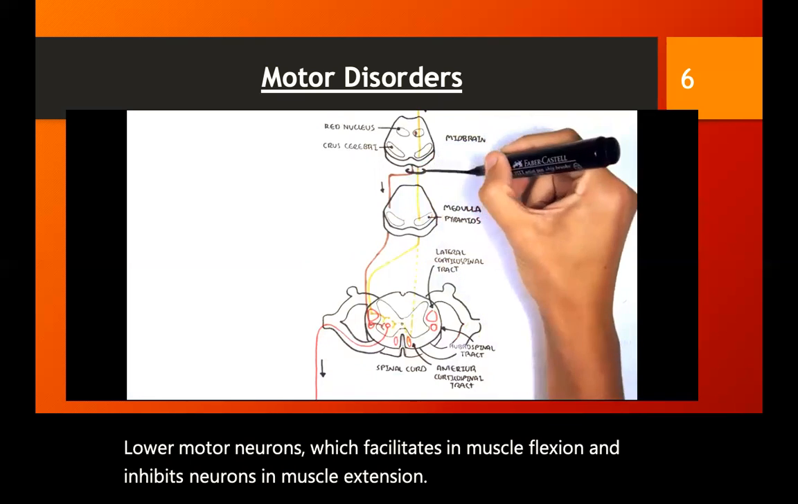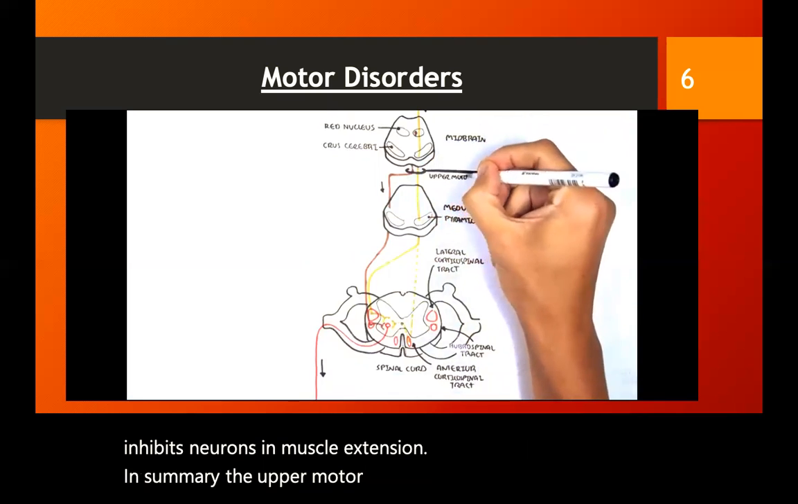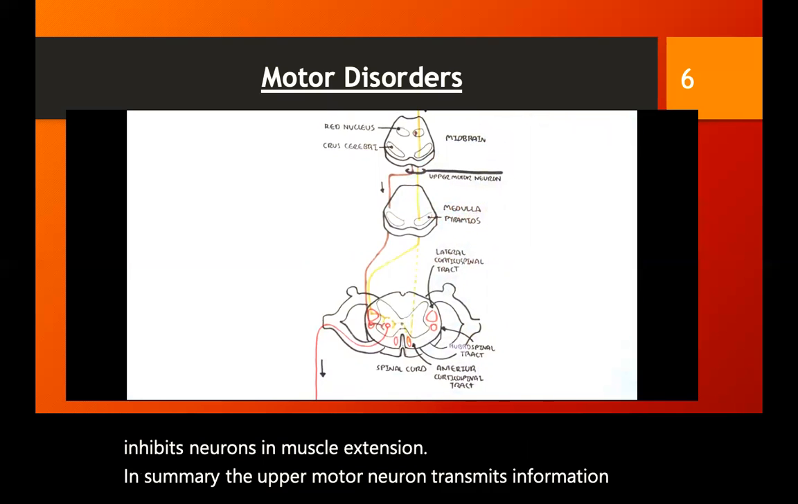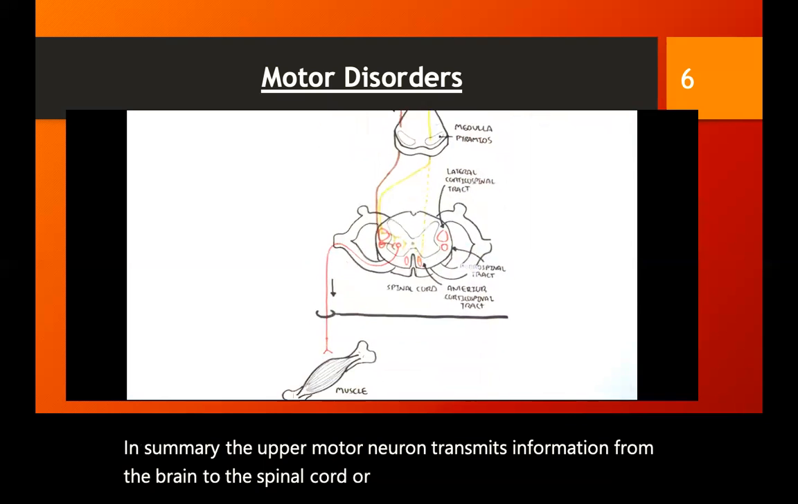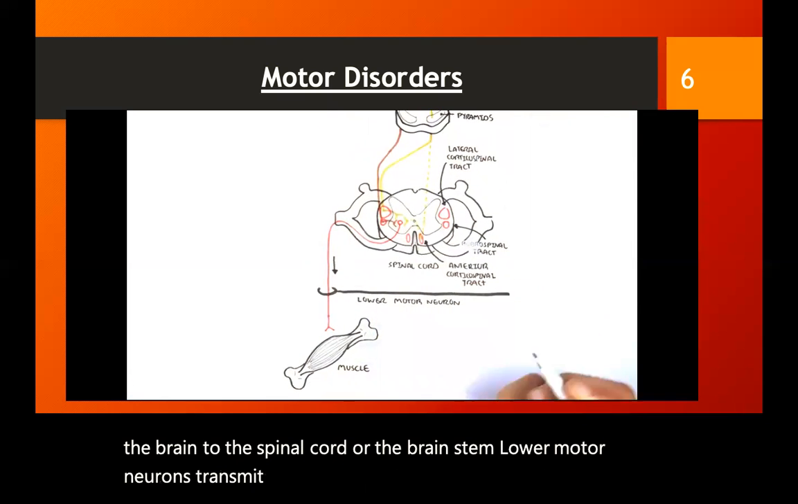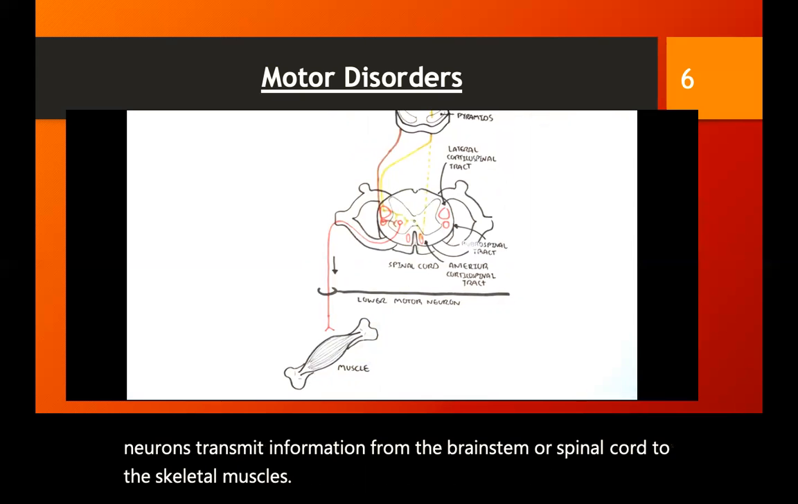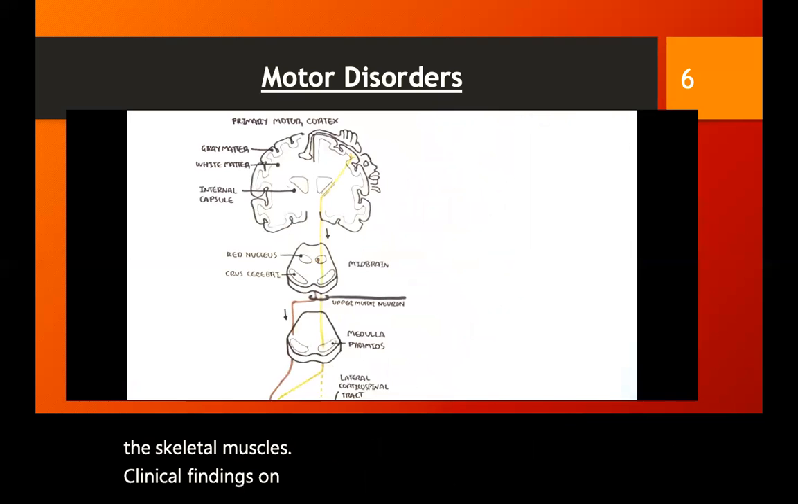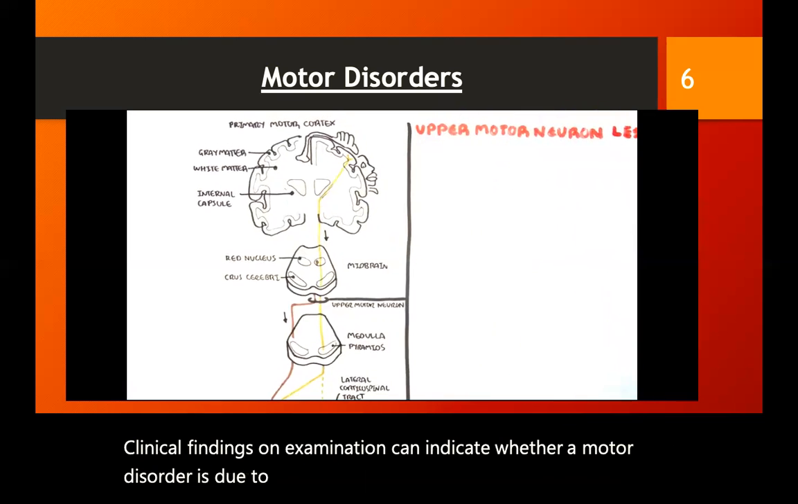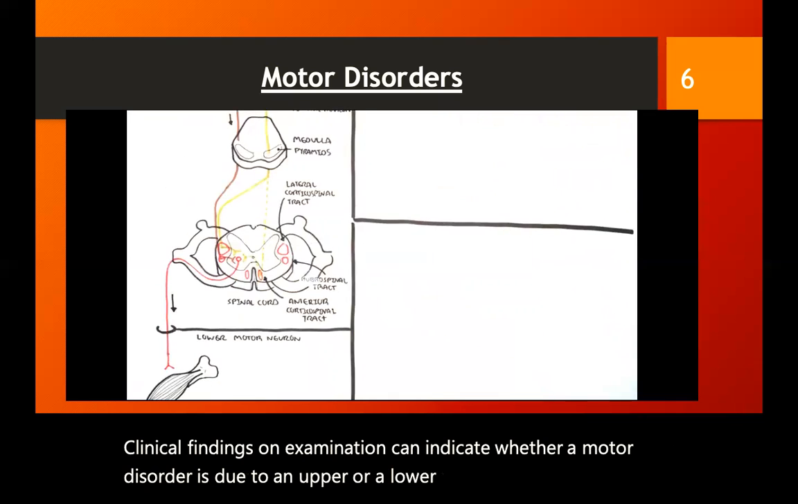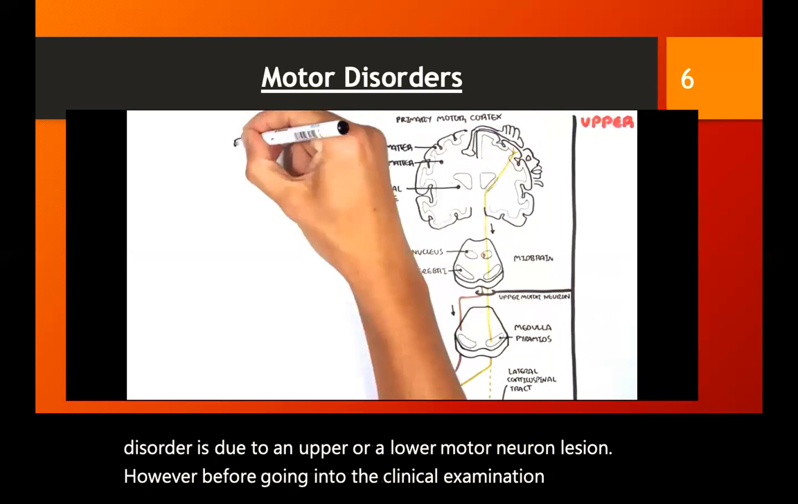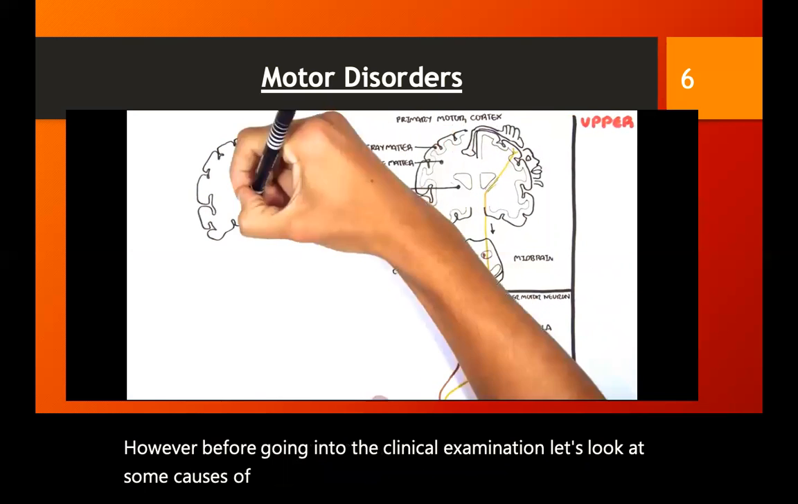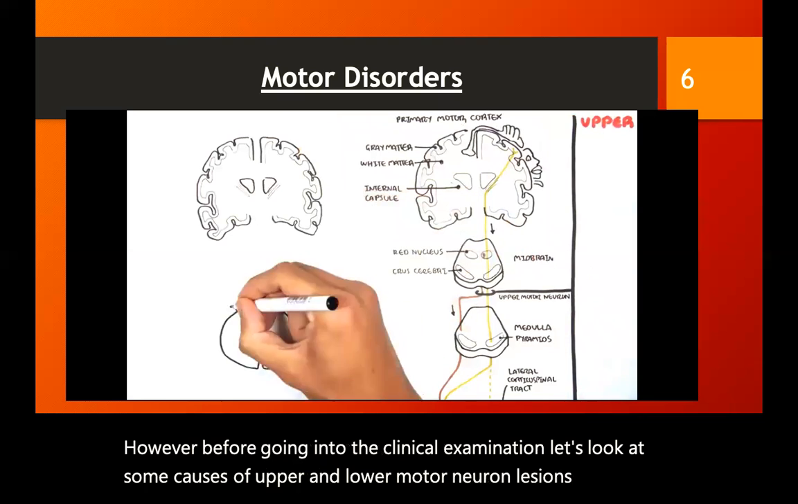Now, in summary, the upper motor neuron transmits information from the brain to the spinal cord or the brainstem. Lower motor neurons transmit information from the brainstem or spinal cord to the skeletal muscles. Clinical findings on examination can indicate whether a motor disorder is due to an upper or a lower motor neuron lesion. However, before going into the clinical examination, let's look at some causes of upper and lower motor neuron lesions, beginning with the upper motor neurons.